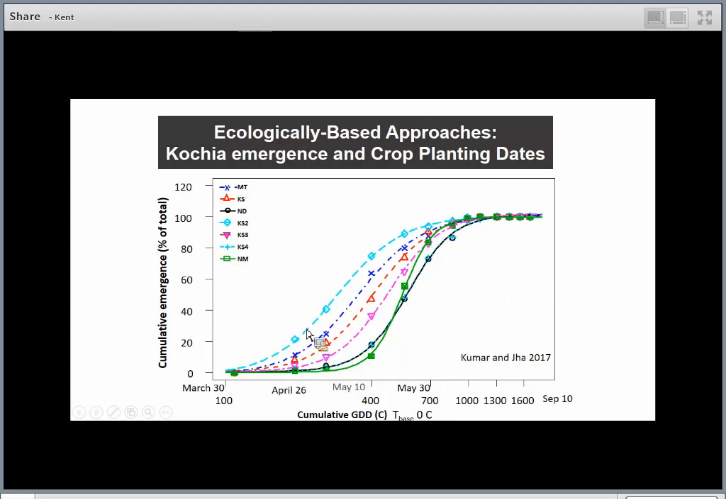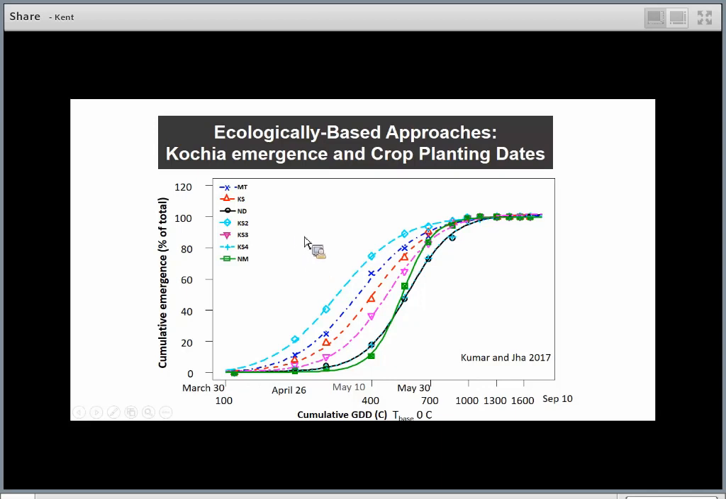So with kochia plants, you have different biotypes, and you're selecting for whatever system you're growing. If you're in a continuous corn system, you're going to select for the ones that either emerge before corn planting and survive through it, or maybe live through corn planting and make seed at the end after corn harvest.